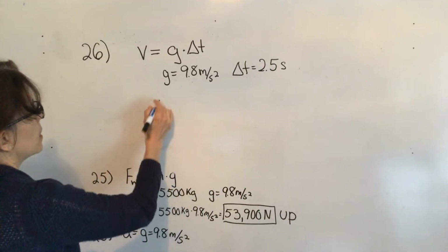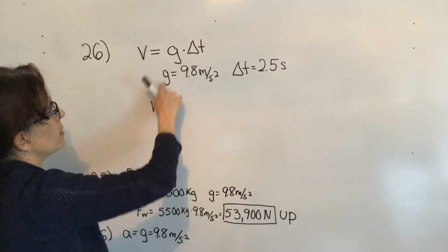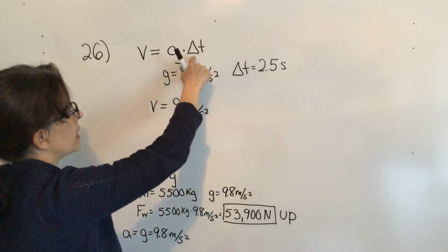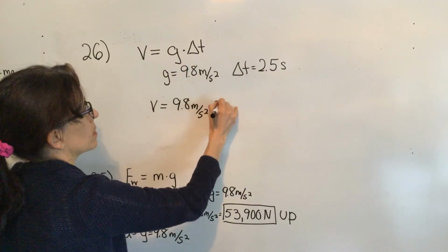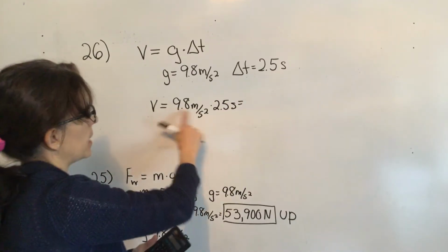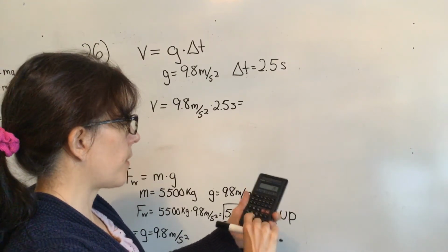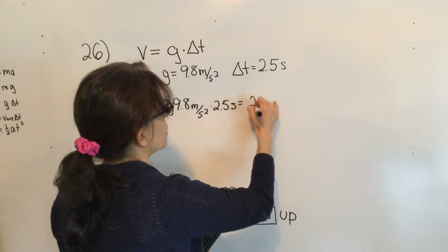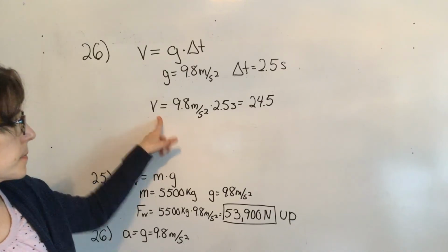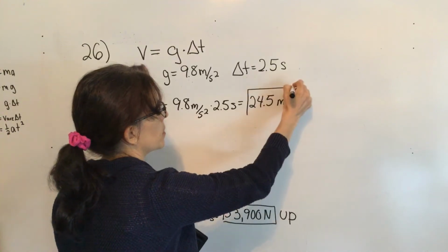All right, so let's put the numbers in. Velocity equals, instead of g, we're going to write 9.8. And instead of delta t, we're going to write the number, 2.5 seconds. And then we're going to just multiply 9.8 times 2.5, and we're going to get 24.5. Okay, it's asking for velocity. We know our velocity units are meters per second. I'm going to put a box around that.